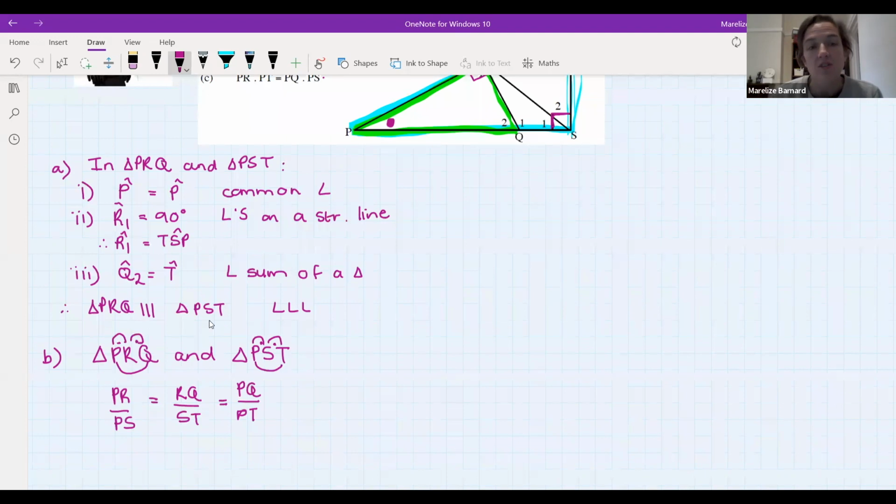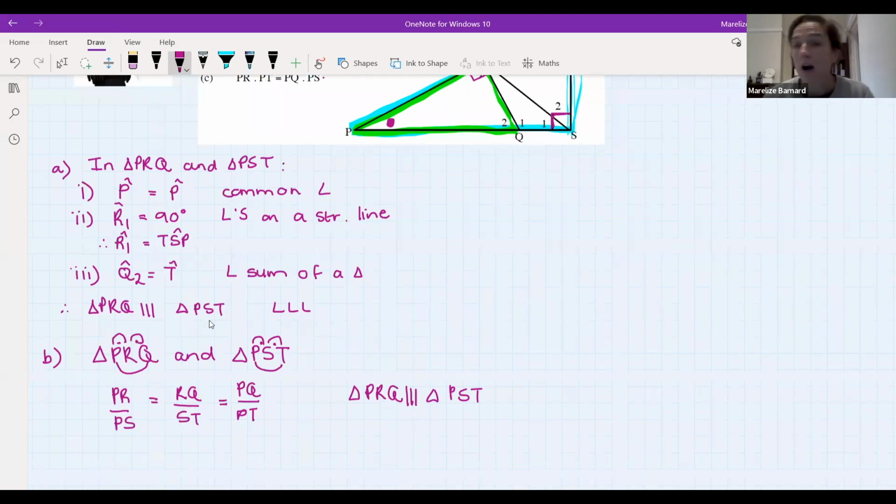Okay, so these are my sides that are in proportion. Those are the corresponding sides. So PR is corresponding with PS, RQ is corresponding with ST, and so on. The reason for that, you must give your reason, is that triangle PRQ is similar to triangle PST. That's the only reason why those sides would be in proportion for these two triangles.